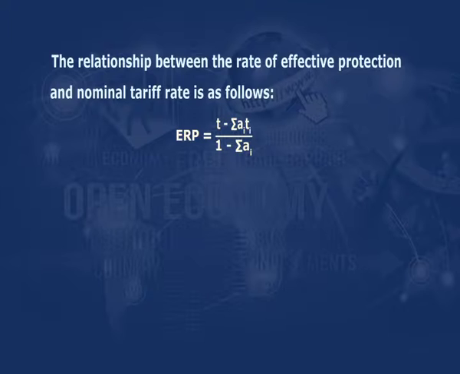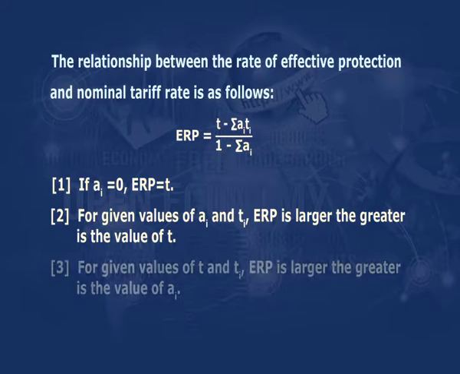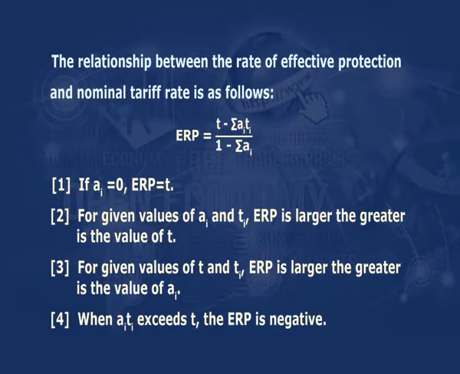The relationship between the rate of effective protection and the nominal tariff rate is: number 1, if Ai is equal to 0, ERP is equal to T. Number 2, for given values of Ai and Ti, ERP is larger the greater the value of T. Number 3, for given values of T and Ti, ERP is larger the greater the value of Ai. Number 4, when summation AiTi exceeds T, the ERP is negative.